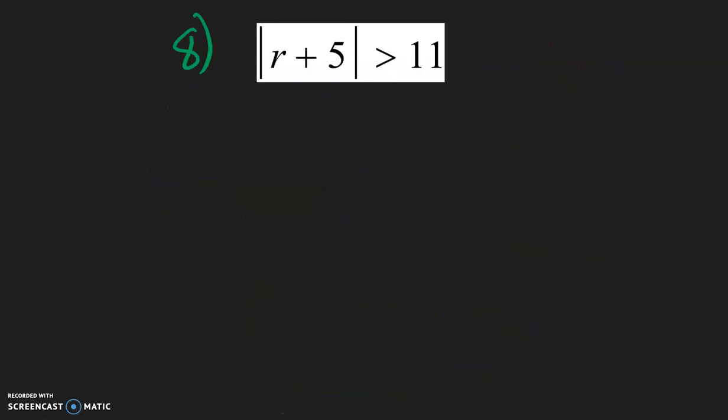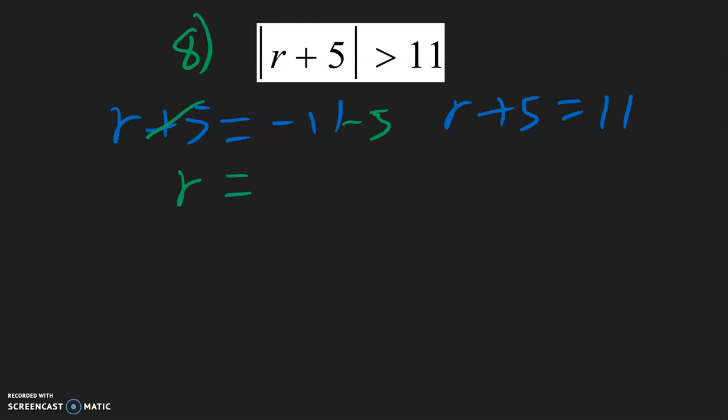For number 8, we have a +11 on the other side, and the absolute value is by itself, nothing outside of the absolute value lines. So we can write the two equations, r plus 5 equal -11, or r plus 5 equal to +11. And the 5 is not being multiplied, so let's move it. Becomes negative on the other side, so r equal -16, or 11 minus 5 is equal to +6.